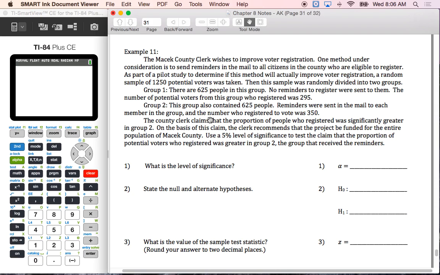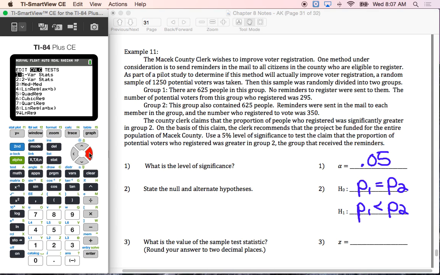So we've got our alpha. Now instead of mu1 equals mu2, it's p1 equals p2 for our null. Now we are saying that Group 2 is what's greater. So you want to say p1 is less than p2. So we're going to go stat over to test, and we need the two-proportion z-test.